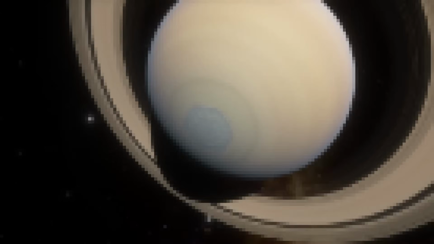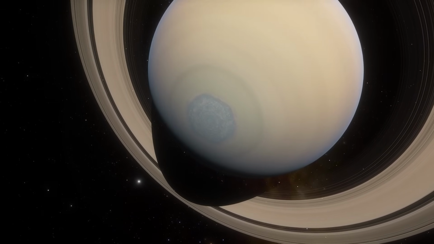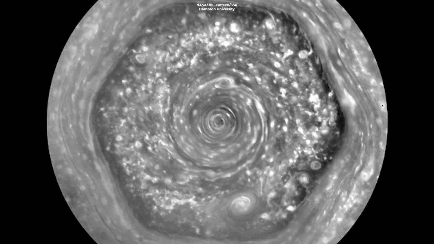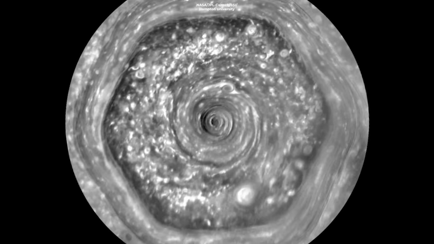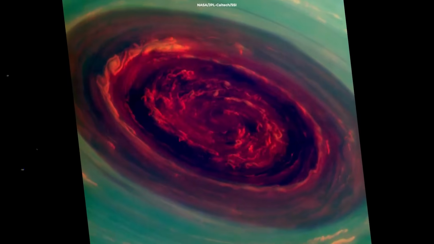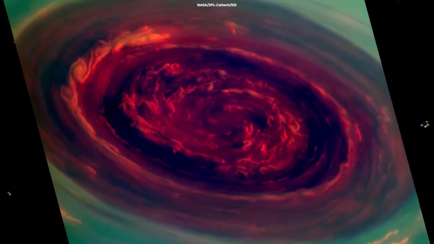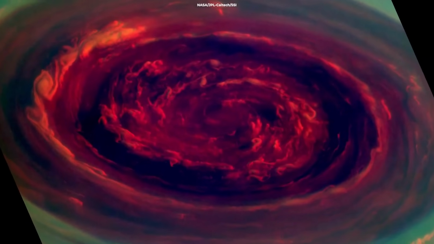Each side of the hexagon stretches about 9,000 miles, longer than the diameter of Earth, and the whole structure is so massive, you could fit nearly four Earths inside it. It's powered by a jet stream, ripping through Saturn's upper atmosphere at 200 miles per hour. Yet somehow, this thing has held its shape for decades.